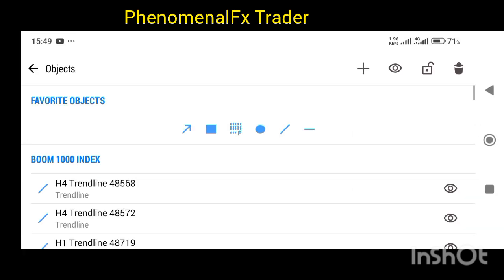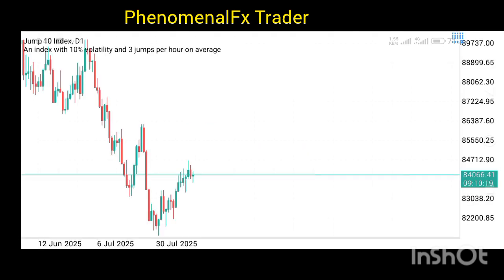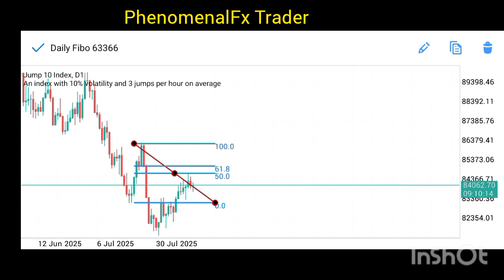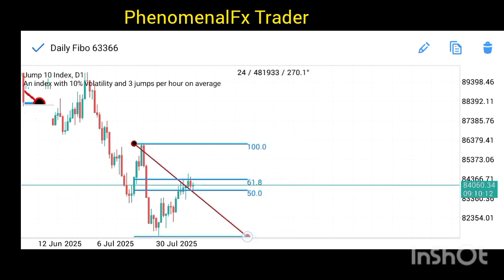First of all, I'm going to pick the Fibonacci retracement tool to measure it from the recent lower high to the low it created. All right, so we can see the market is around the golden zone, and there's a chance it can sell massively from here, massively down.